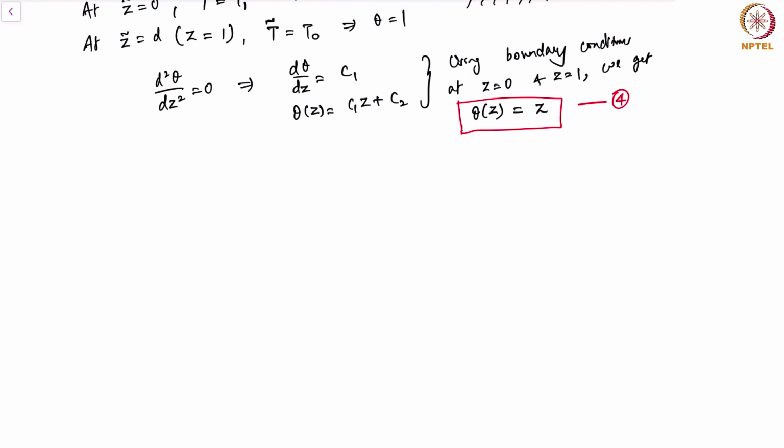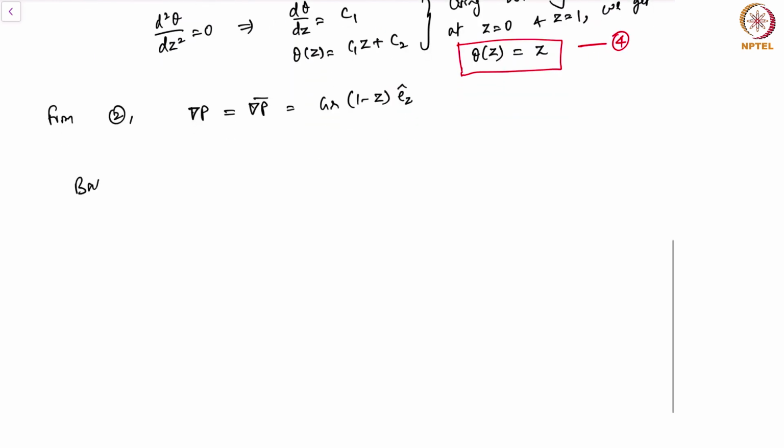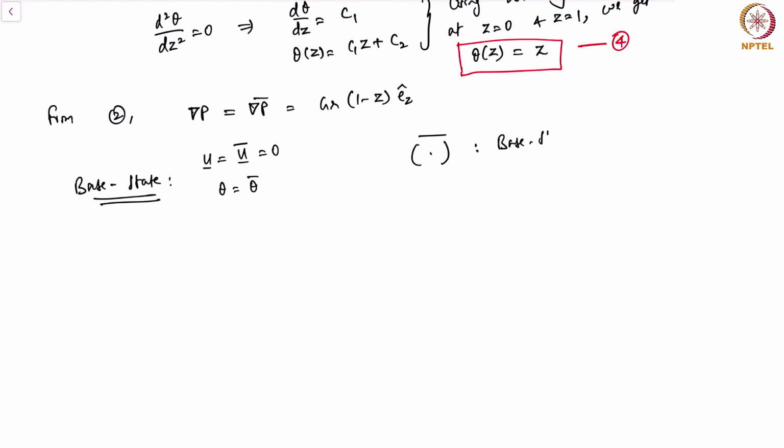So from equation 2 we have the pressure, which I'll call del P bar, will be Gr (1 minus z) e_z. So the base state, or the basic state, that we have is u bar is 0, theta, which is theta bar. The overhead bar indicates it's a base state quantity.